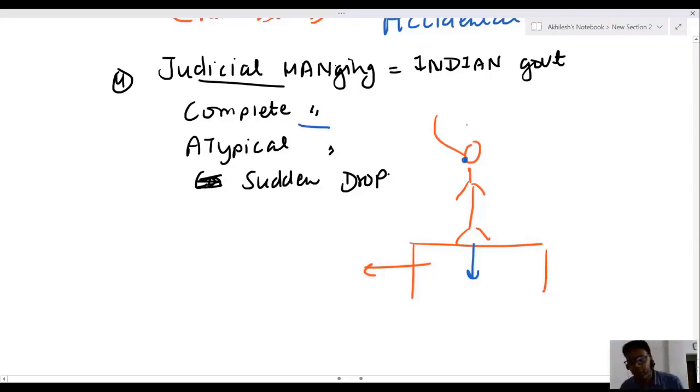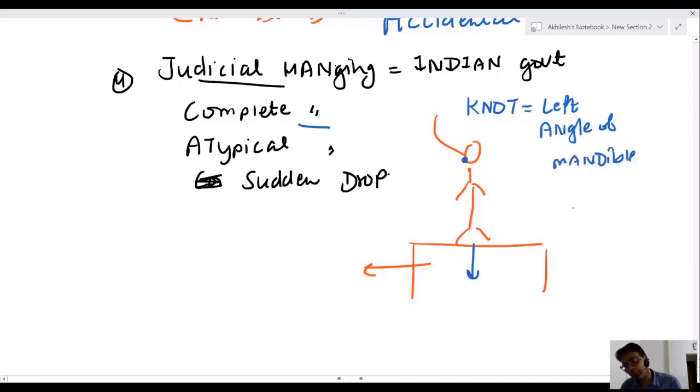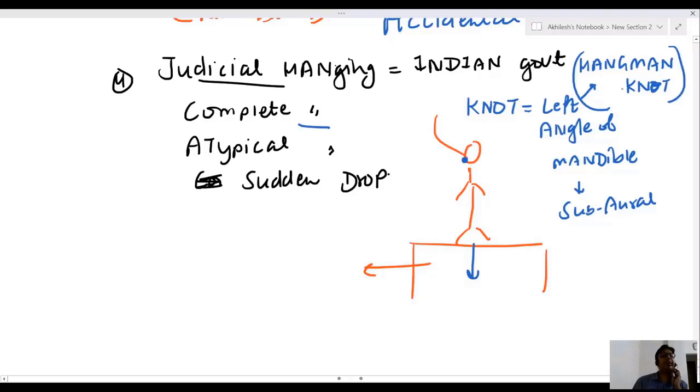Sir, because the knot in judicial hanging is present on the left angle of mandible, just below the ear, suboral. This one, this area. Left angle of mandible or lateral part of the neck. It is fixed here, left side. This is known as the hangman knot.